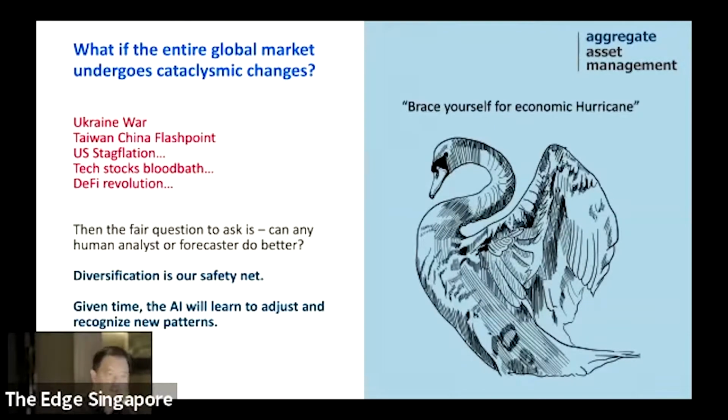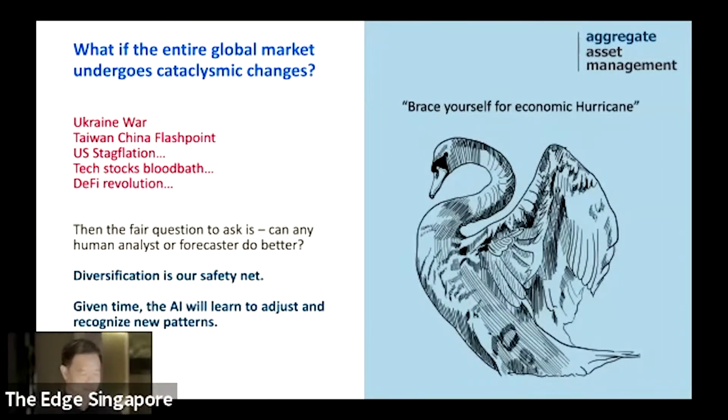So the question investors always ask is, what if the entire global market undergoes cataclysmic changes? As Professor Kishore has already painted, the world is turbulent enough. There's the Ukraine war, there's the Taiwan-China flashpoint, there's US stagflation, there's the tech stock bloodbath, there's the DeFi revolution. I still remember Thomas Friedman used to say, this McDonald's theory: if country A has McDonald's, and country B has McDonald's, A and B will not fight. But now we know they do, right?